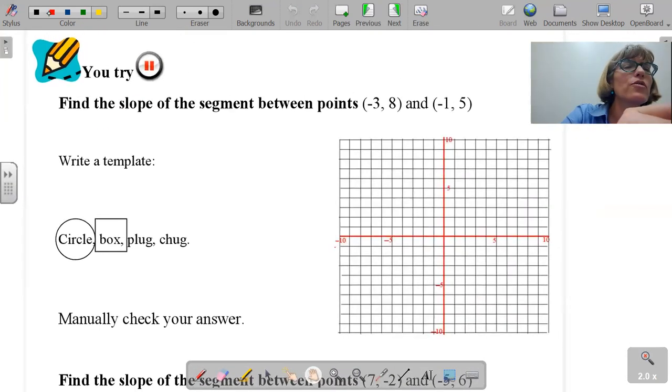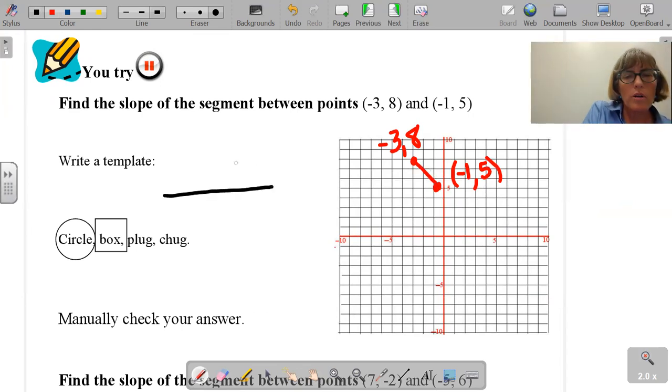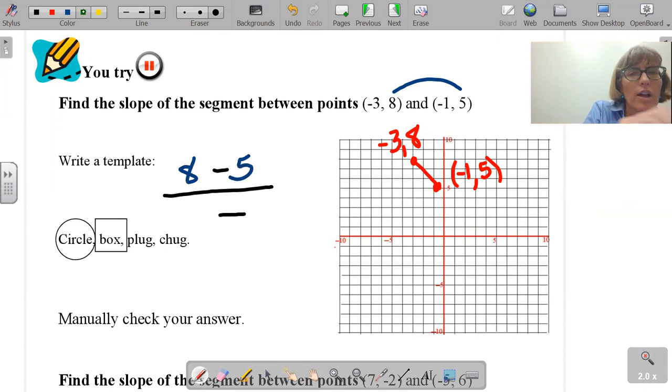Welcome back. Let's first plot our points here. So we write our template. Y minus y, because it's rise over run. So y's go with y, run goes with x's. So left to right, 8 minus 5, left to right again, -3 minus 1.